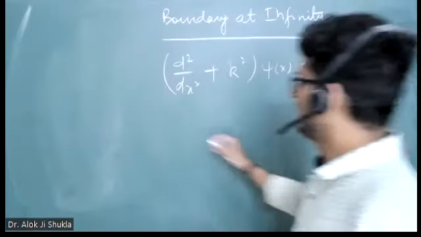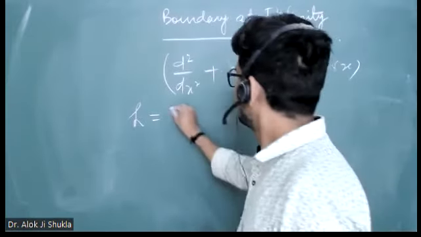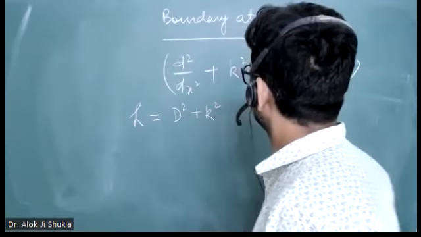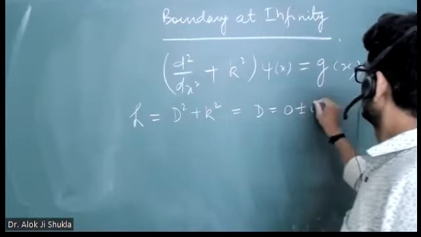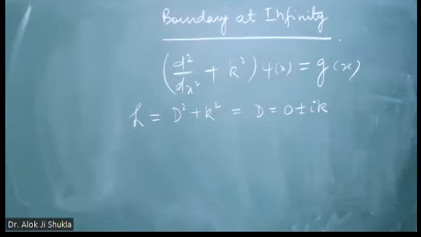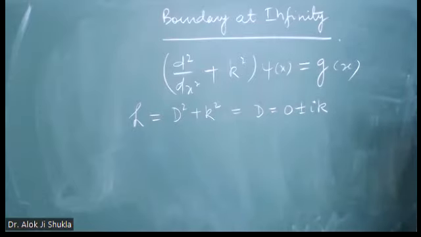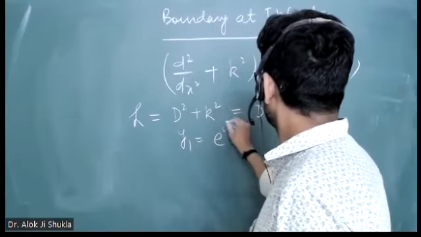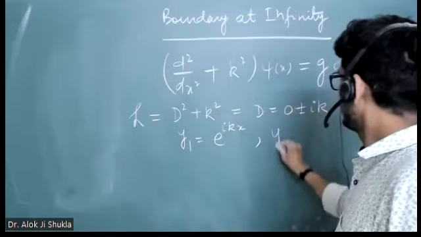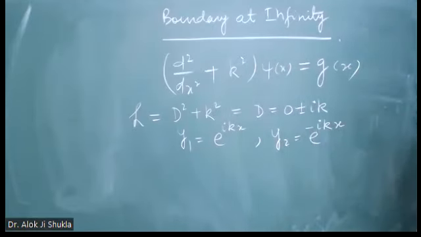First of all, tell me what is L? d square by dx square plus k square. So what will be D? 0 plus minus ik? Yes, sir. Now, for this, the boundaries are at infinity. So we will write the solutions in this form, e to the power ikx, and y2 क्या हो जाएगा? Minus ikx. Okay? You know that ना, इस sin और cos की जगह ये भी लिख सकते हैं भाई.